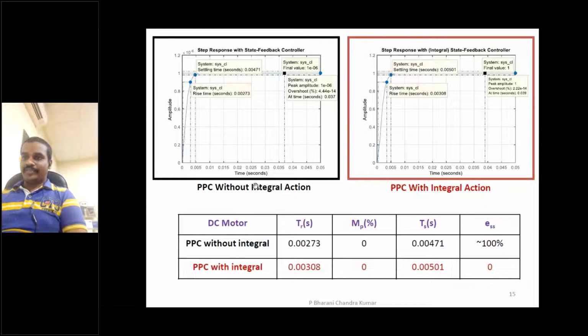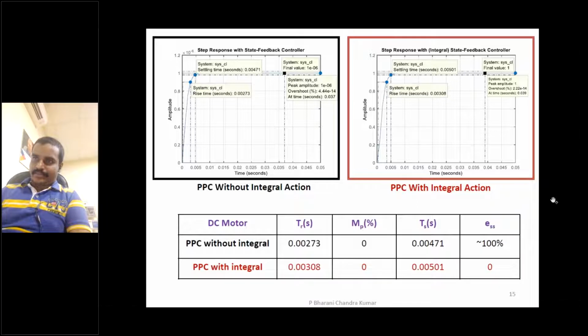So I generally use color coding. The black one is without the integral. All the black things you are seeing are without the integral. All these three are fine: rise time, peak overshoot, settling time. But only the steady state error, what you are seeing here, is 100. I want the steady state error to be 0. So if I am using pole placement with integral, the steady state error has become 0. All the remaining ones also satisfy the desired specifications.